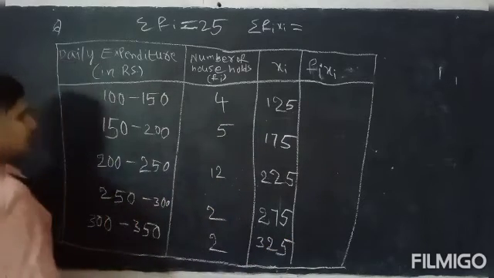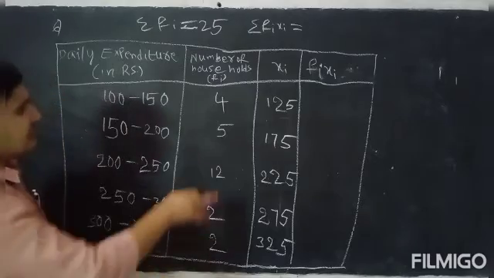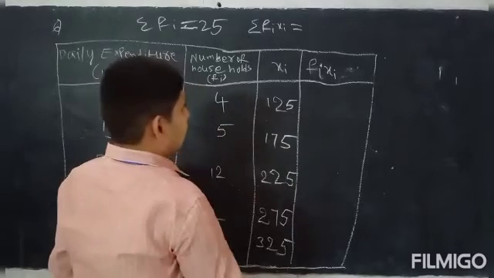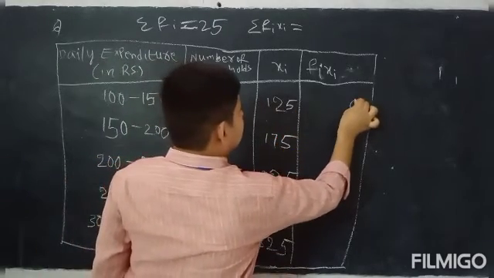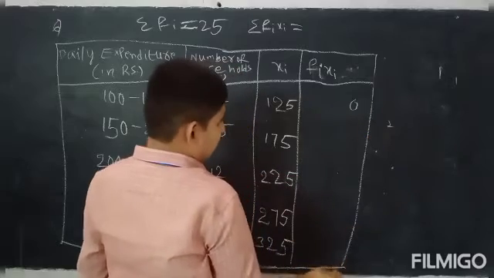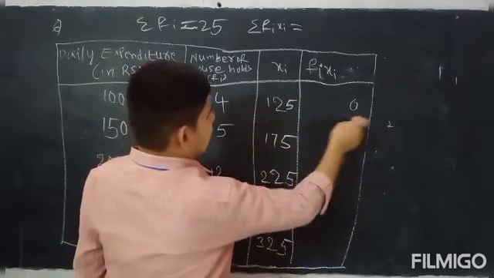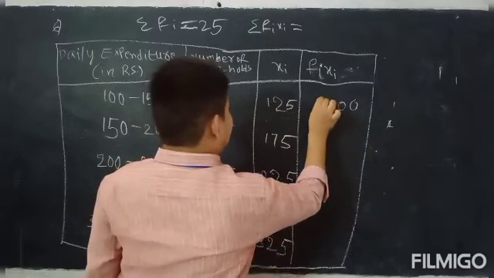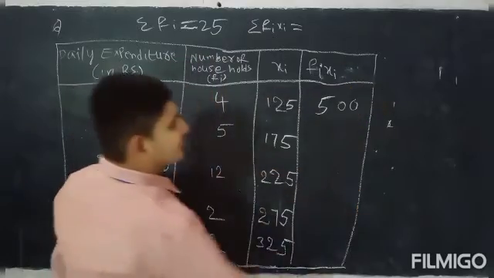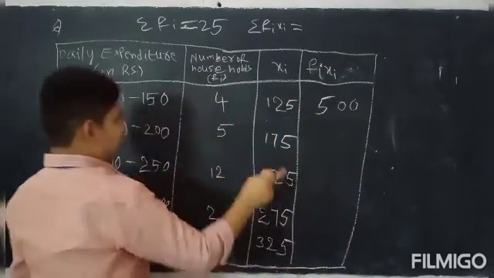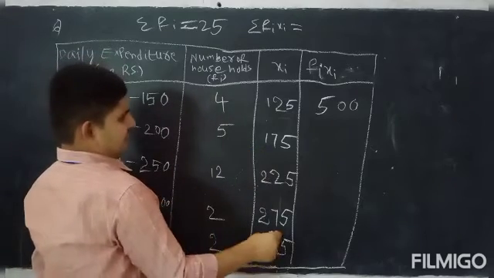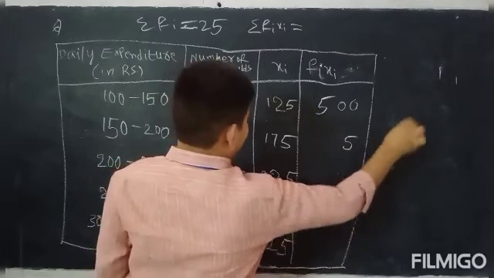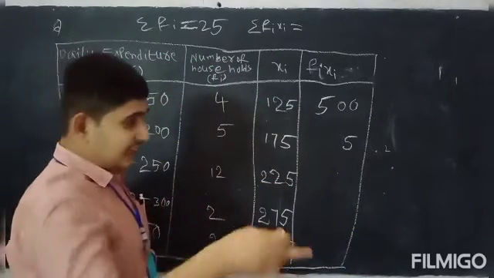Now here is x, now f into x. That is nothing but 125 times 4, 5 4s are 20, so 500. Next, 175 into 5. 5 5s are 25, and so on.